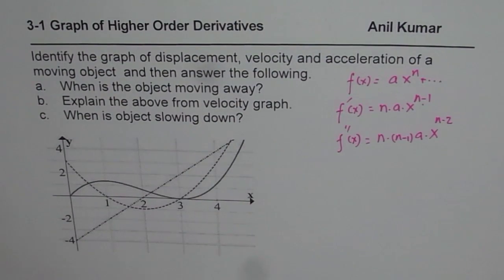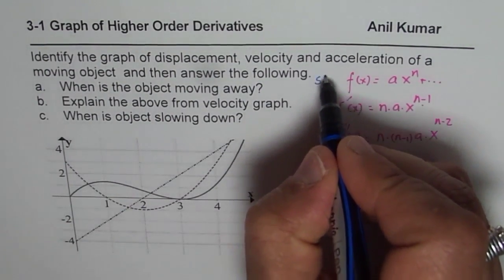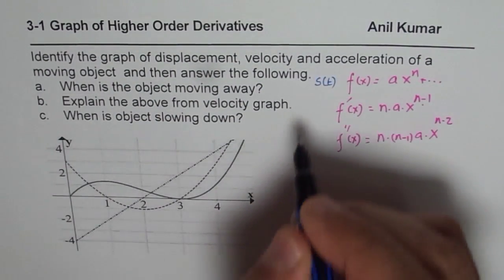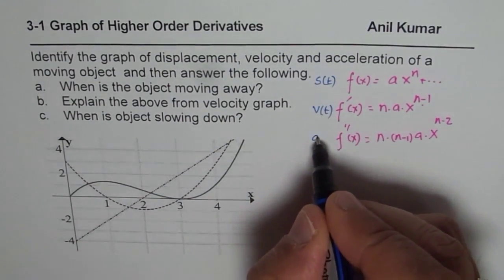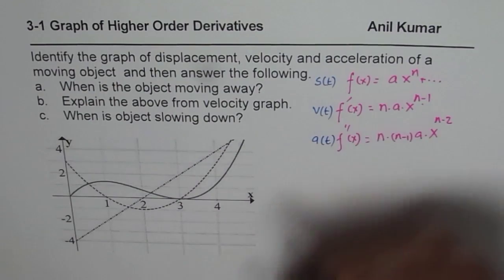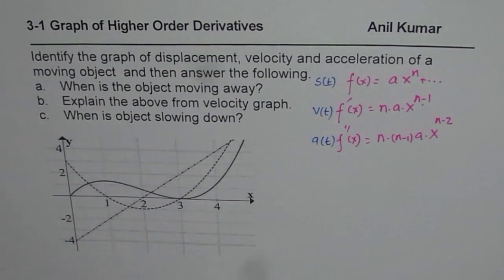Now the graphs which we have are of displacement, velocity, and acceleration. So displacement is this function. Derivative of displacement is velocity, and derivative of velocity is acceleration. So that is how these three are related.